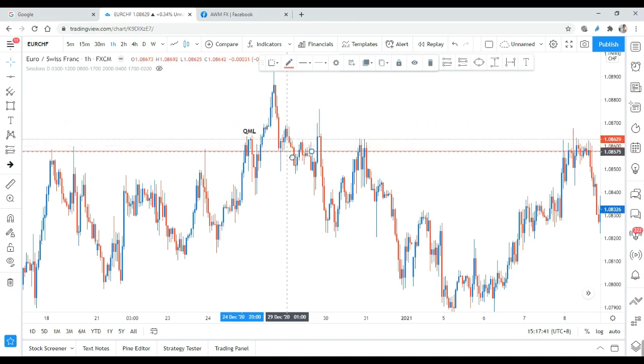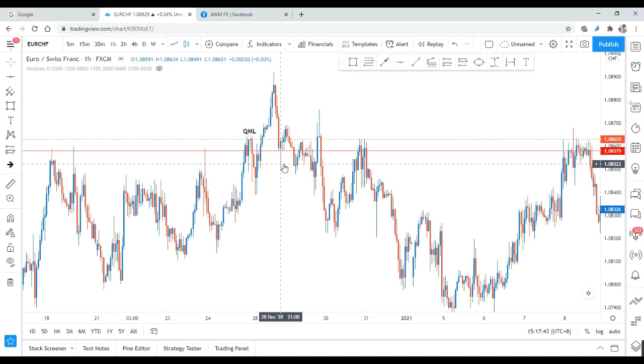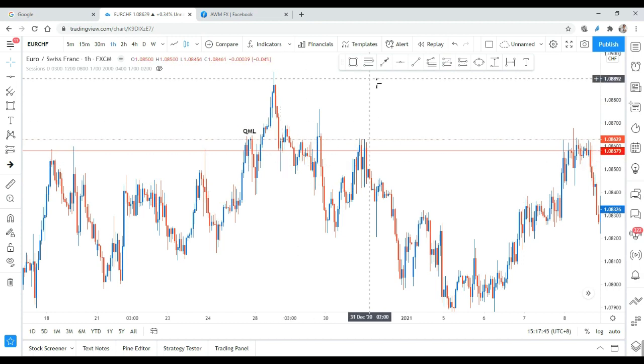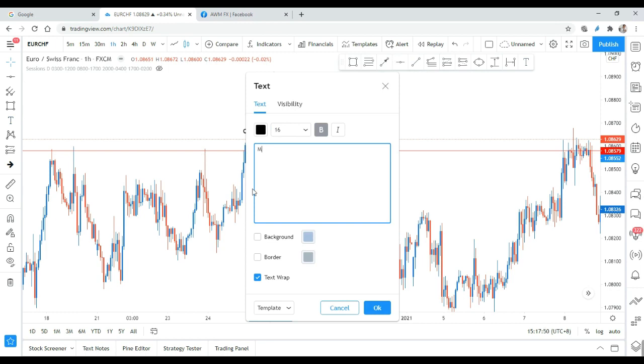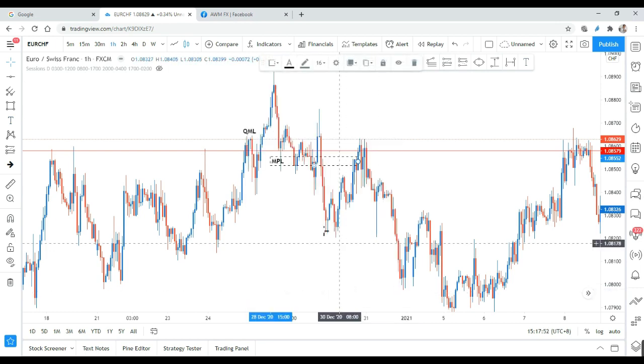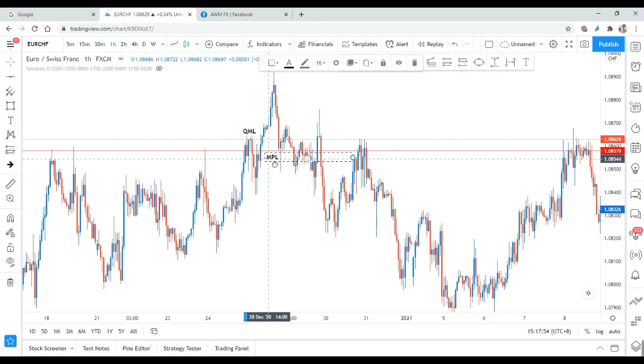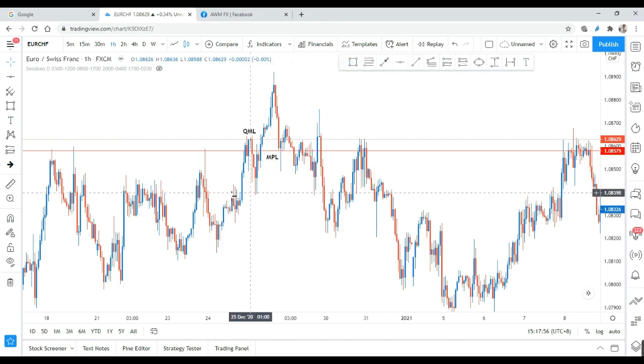So this will be my MPL, right? Maximum pain level. Let's look at it. How do you know this is the maximum pain level? If you look at it properly, there is a lot of rejection from the bottom, and then rejection from the top, and then rejection from the bottom again, before the price went back up, spiked, and then came down. Hopefully you guys agree with me.